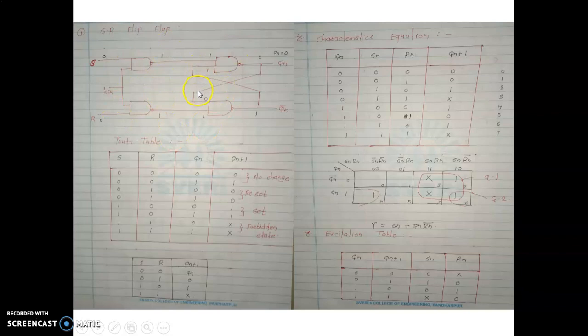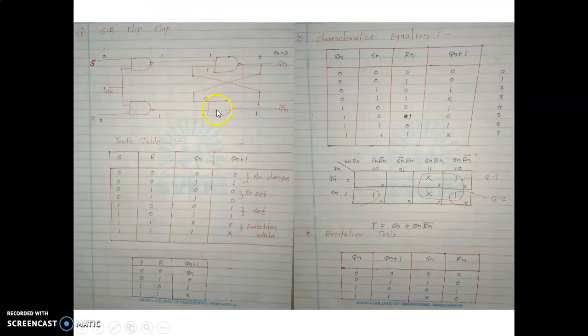So here we can draw the circuit diagram for SR flip-flop. It consists of 4 NAND gates. We know the basics of the NAND gate, that is the truth table of the NAND gate. For the NAND gate, for the input 0 0, the output should be 0, and in other cases the output should be 1. So how to draw the truth table for SR flip-flop?